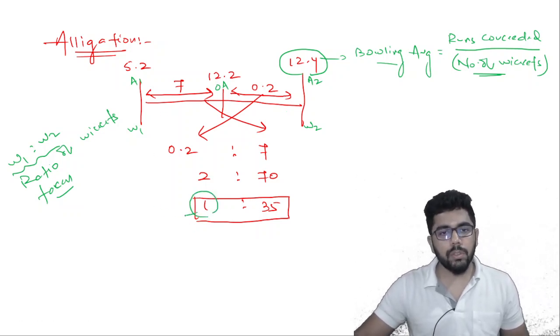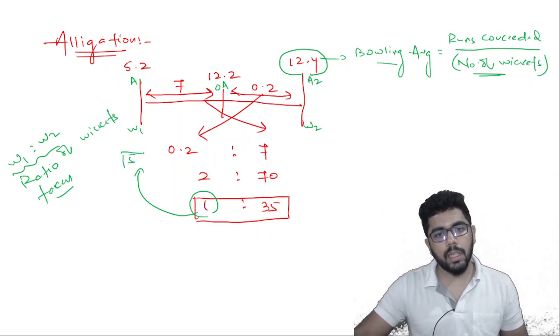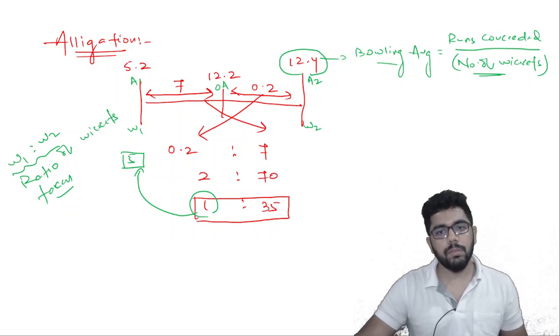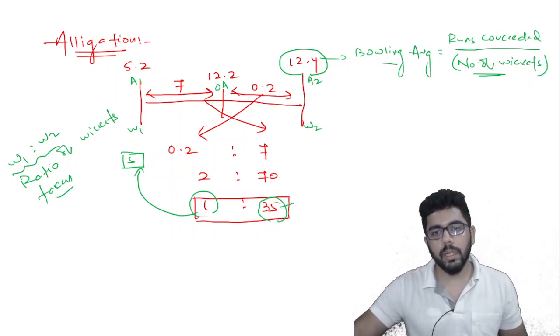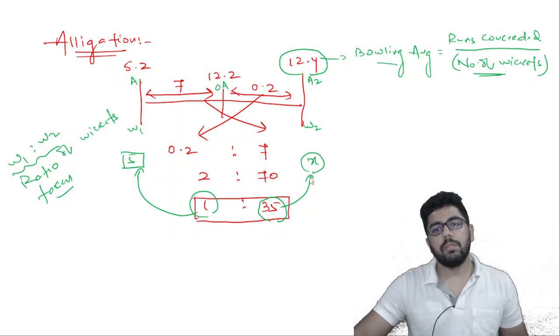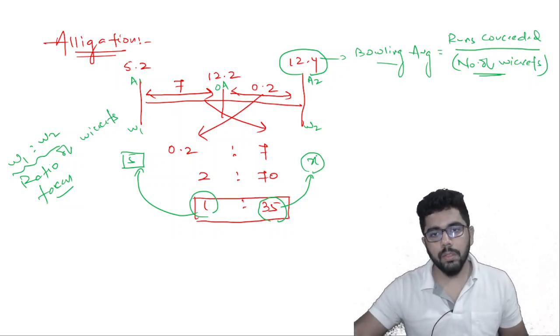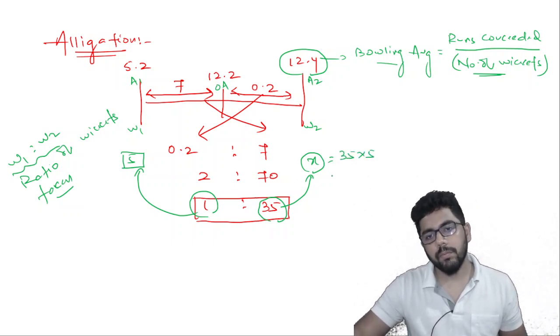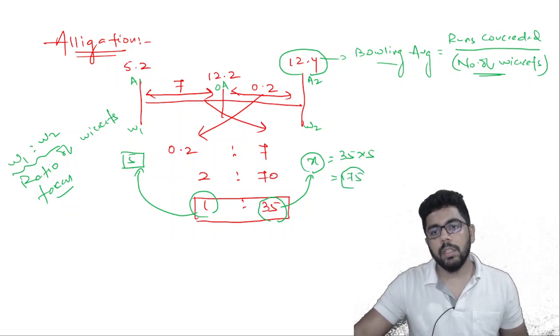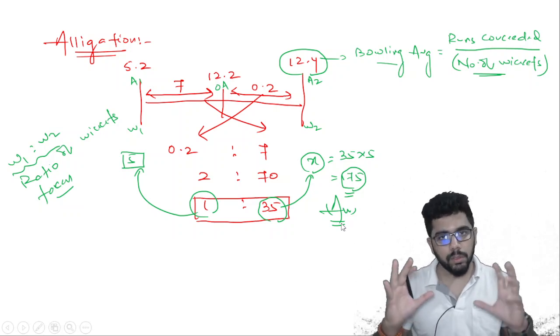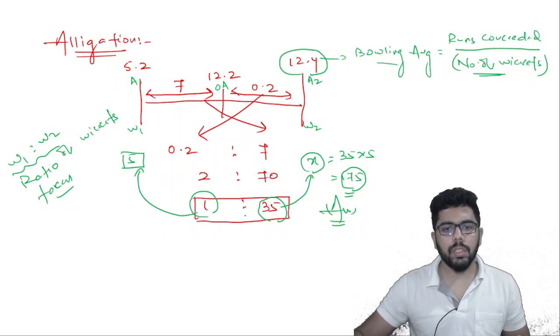Now 1 corresponds to 5 in our case, because in the last match where the bowling average was 5.2, the number of wickets taken was 5, and 35 will correspond to X, the number of wickets taken before the last match. So if 1 corresponds to 5, X will correspond to 35 into 5, that is 175. That means the number of wickets taken before the last match was 175.